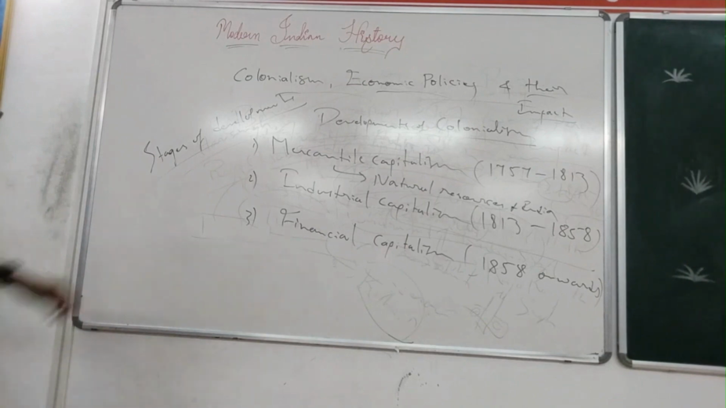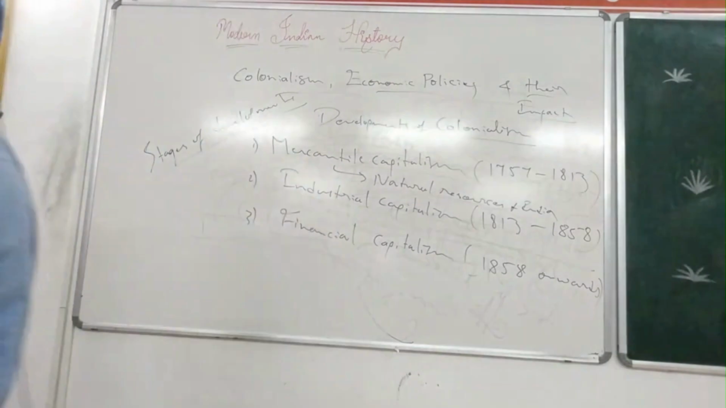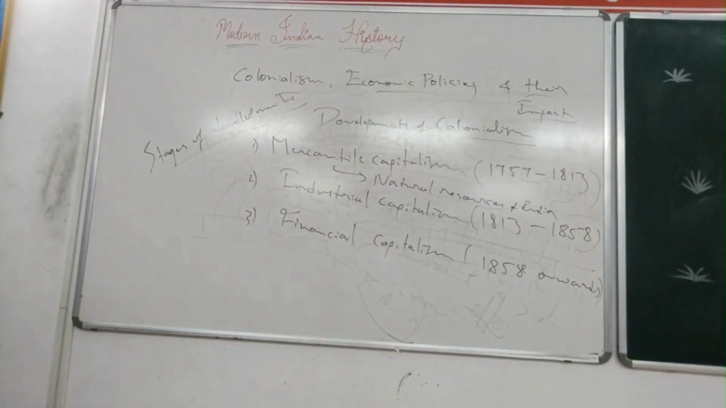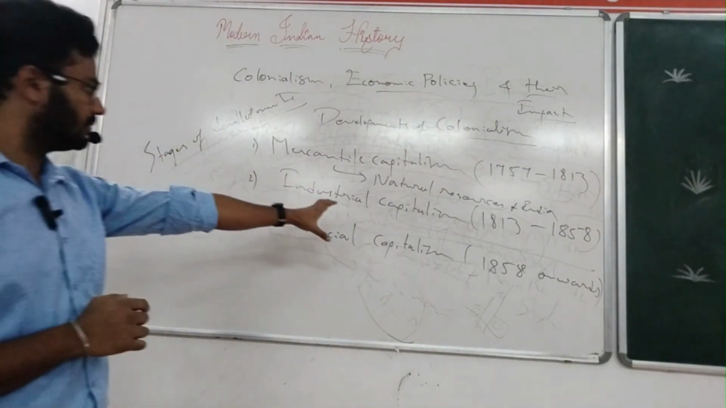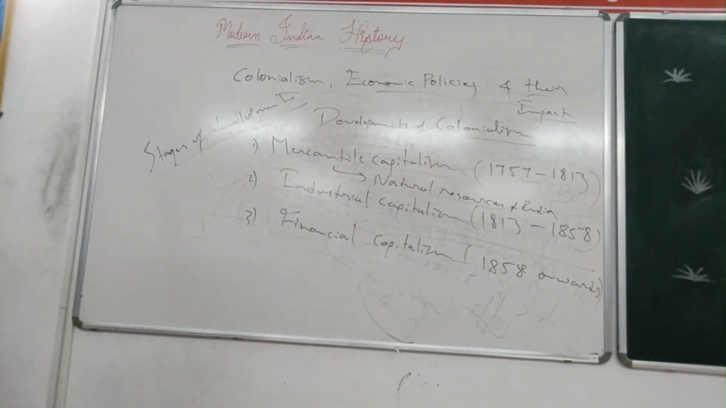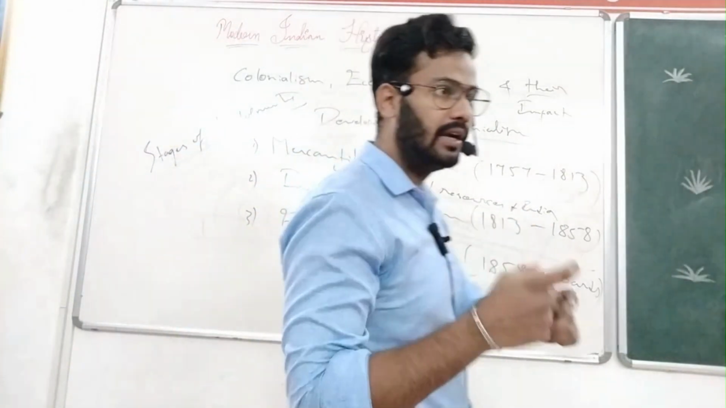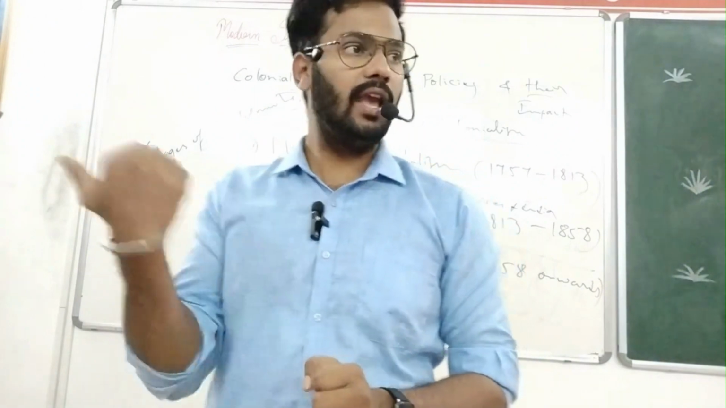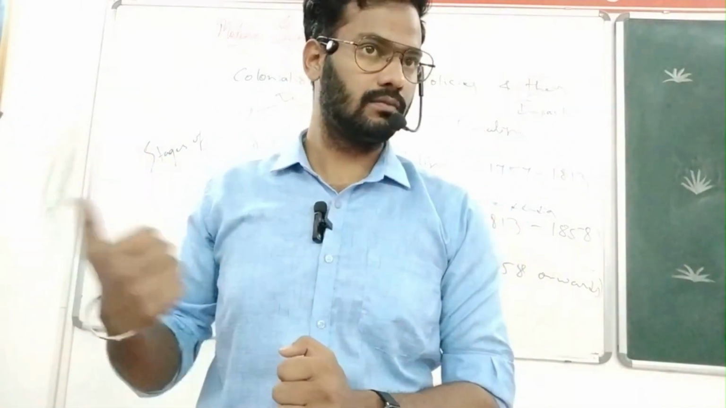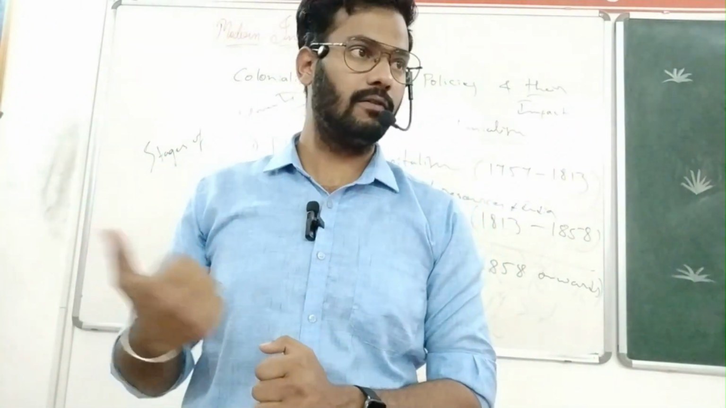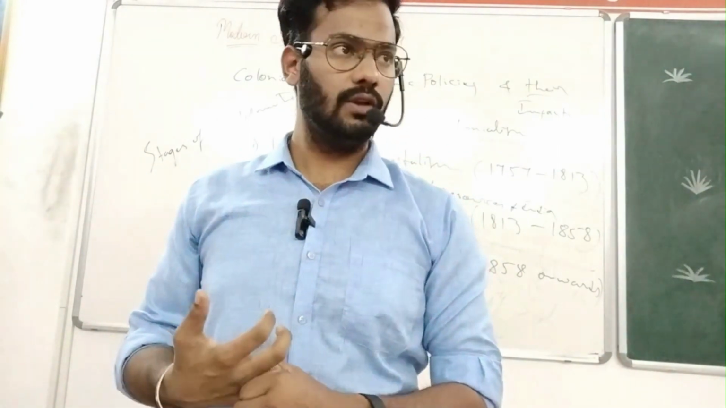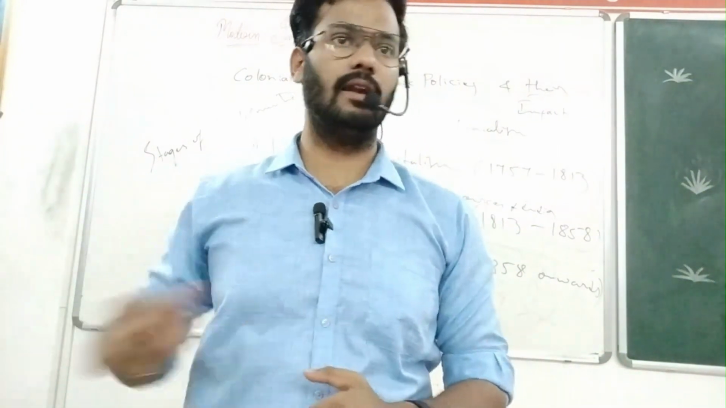Now take the second one. This stage is called industrial capitalism. The reason for calling this phase industrial capitalism is, first, in this stage England made India not only an exporter of goods and raw material like before, but also an importer of finished goods from England.